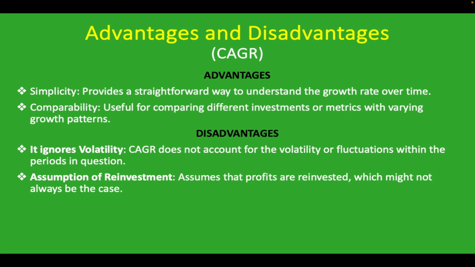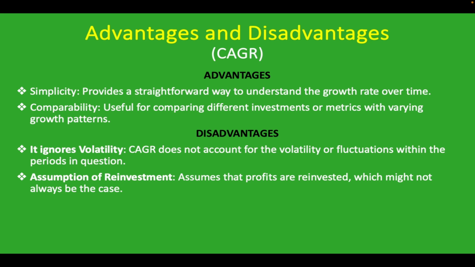Okay, so the second one, assumption of reinvestment. It assumes that profits are reinvested, which might not always be the case. And so with the CAGR, remember what I mentioned with compounding as well, that it assumes that the money that you've made this year, you're reinvesting it with its interest, if you will, or with its growth, and it will reinvest it for the following year, and it will do so again until the end of the periods. That's the assumption that it makes, but that's not always the case.